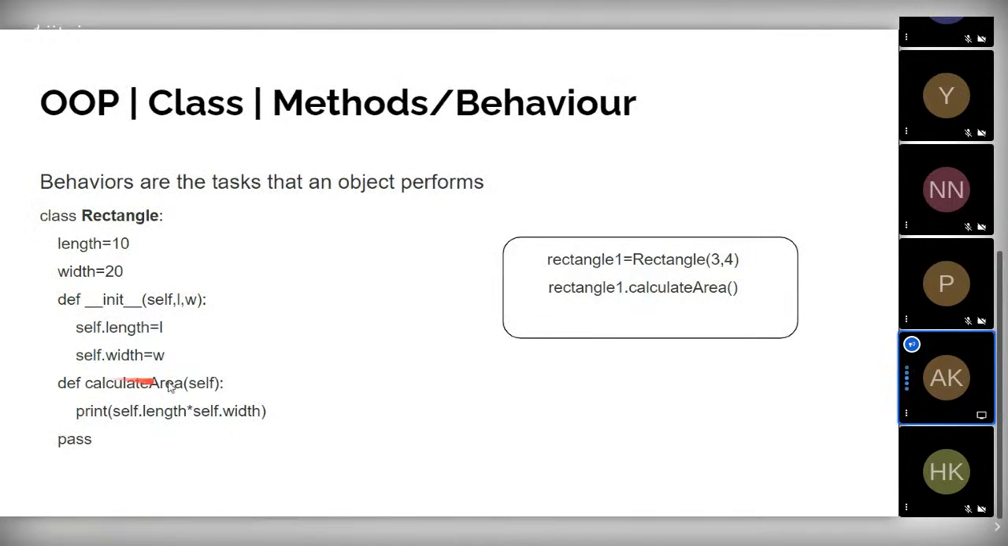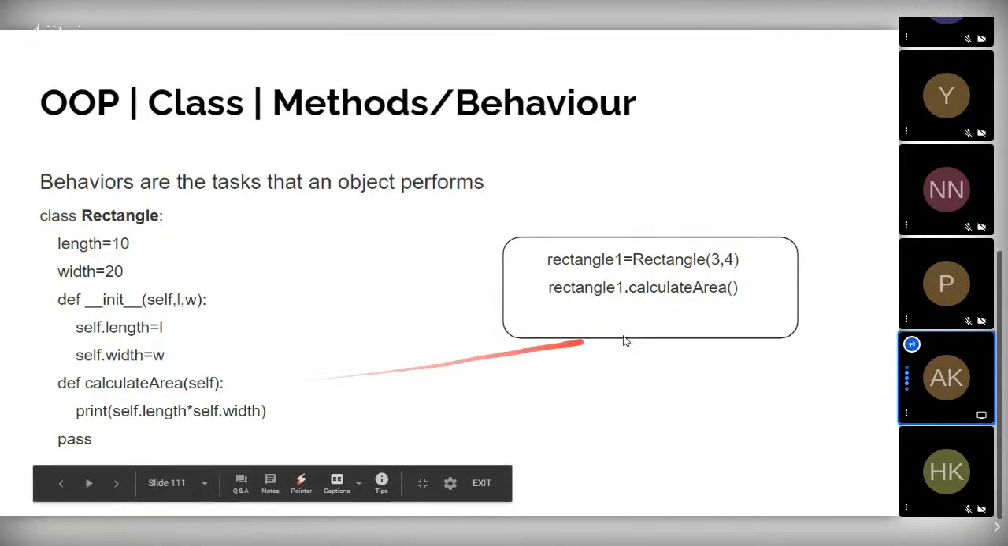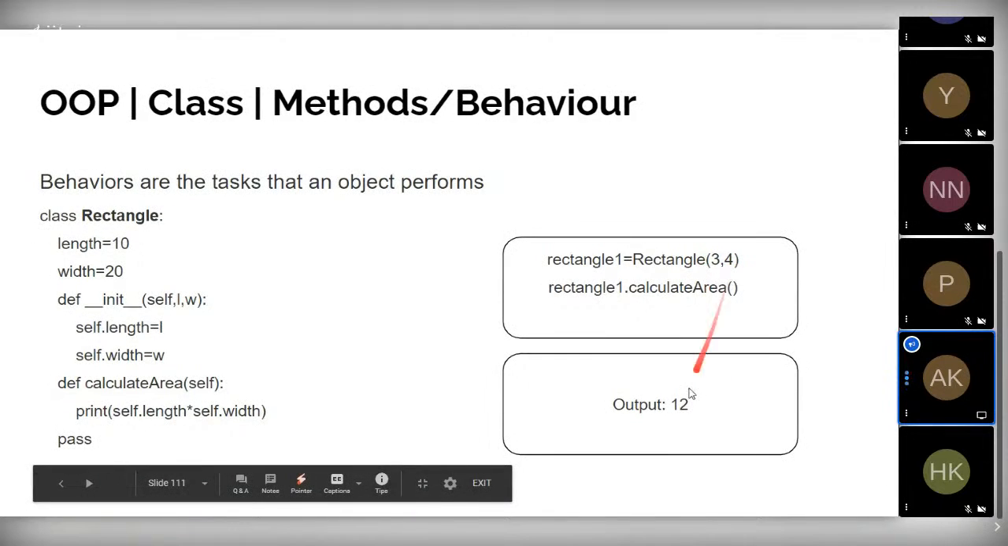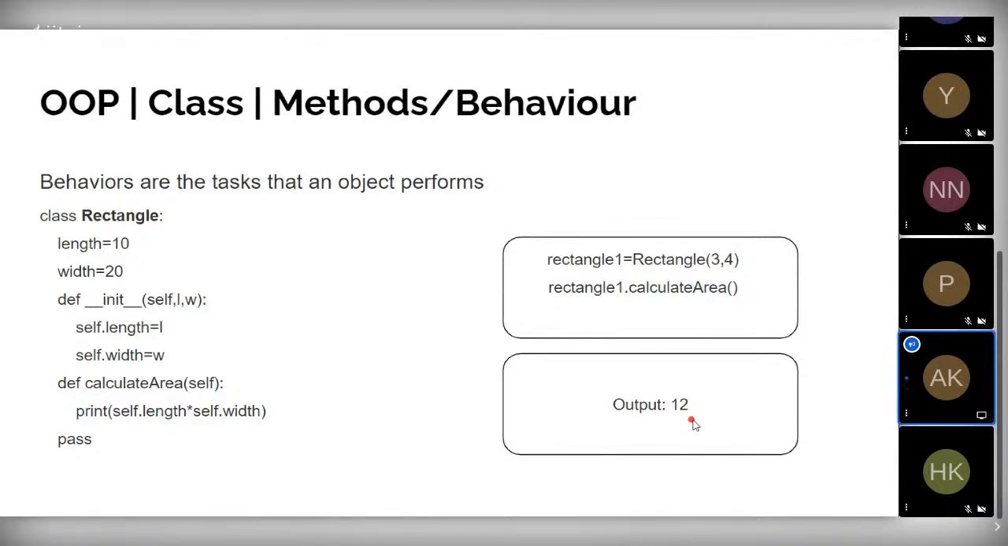So a constructor is the method or function that is called whenever you create the object of the class for the first time. You are calling this function, but you don't need to write the name of this function. You just need to write the rectangle name and then pass the values L and W. So we are passing 3 and 4. Now this is behavior. I told you that this is behavior, calculate area, and we are calling that task calculate area, and it will give you the output 12. If you are passing 3 and 4, it will give you 12. Is this clear to you? Yes, sir.